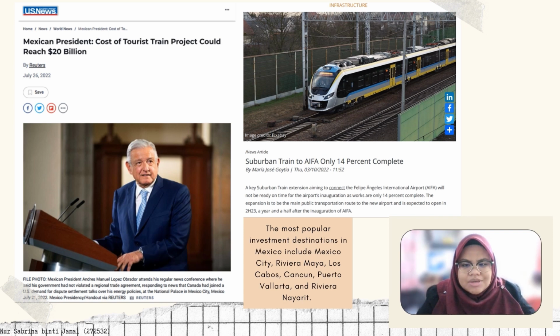The most popular investment destinations in Mexico include Mexico City, Riviera Maya, Los Cabos, Cancun, Puerto Vallarta, and Riviera Nayarit. In these areas, visitors mostly come from the US, Colombia, United Kingdom, Spain, and France. With such solid growth in tourism in this location, it is not a surprise that we see an increase in investment.